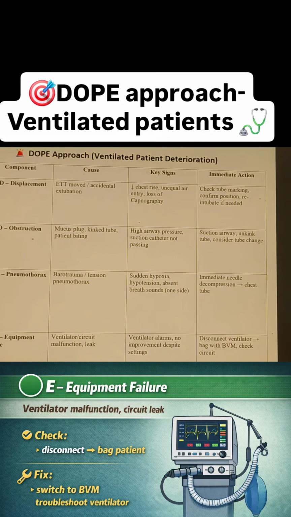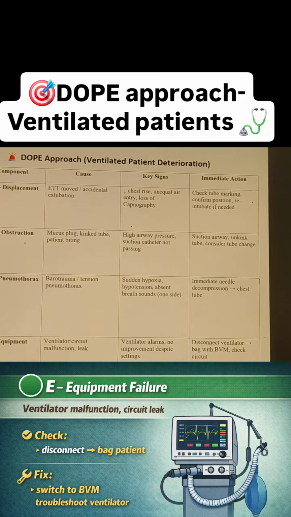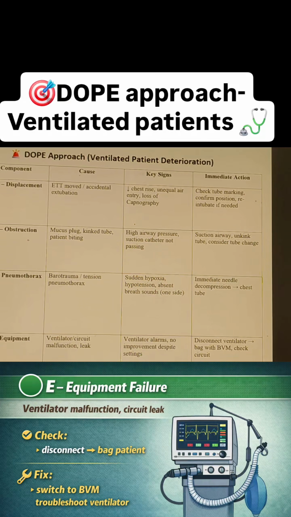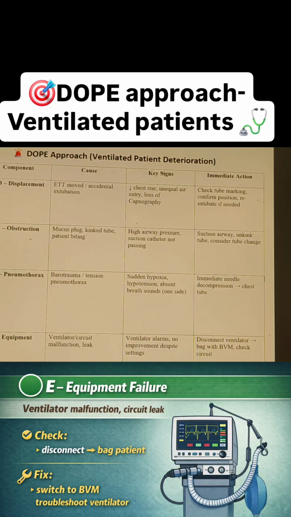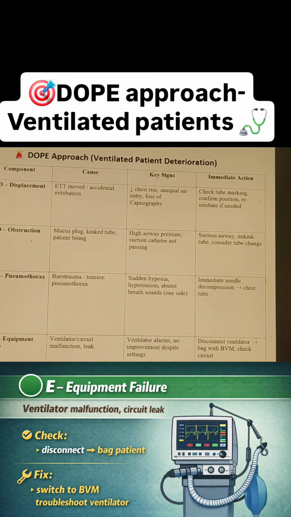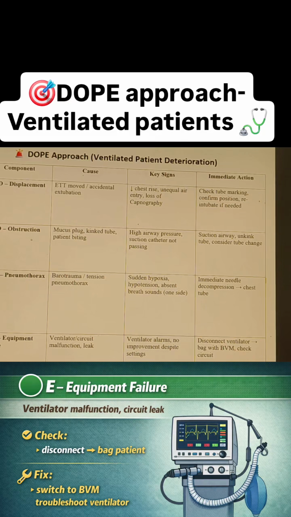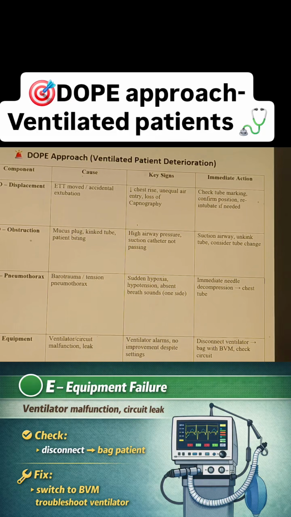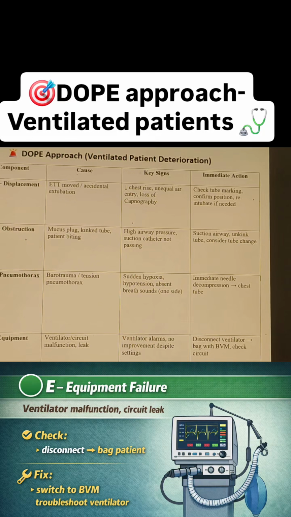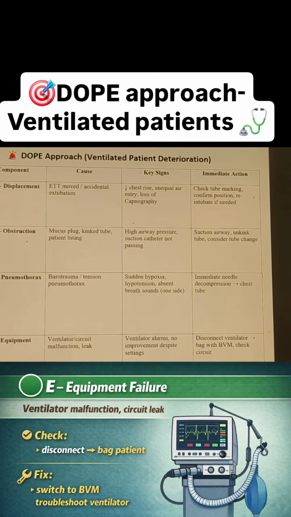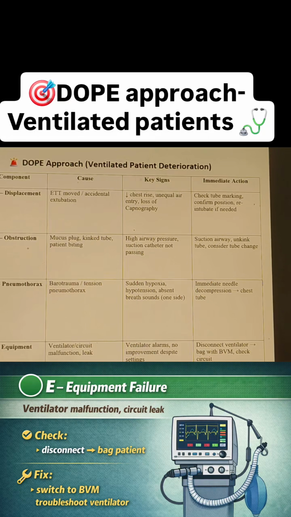So what we have to do during equipment failure is disconnect the patient from the ventilator and do bag mask ventilation, or just ventilate the patient, and check the circuit from one side to the other. You can start at the patient end and go till the ventilator end. So this is all about the DOPE approach.